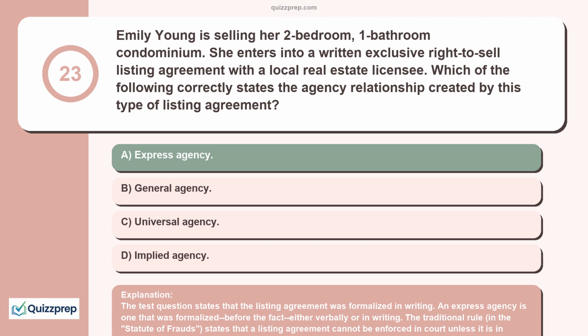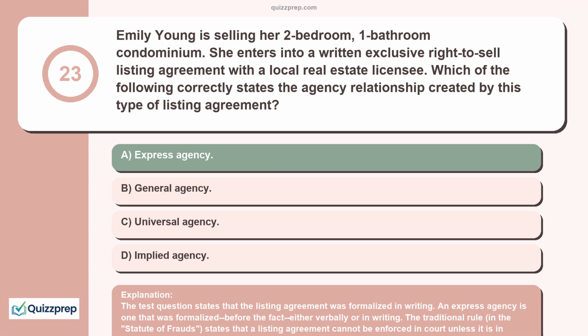C is incorrect. A universal agency gives the agent broad powers, including the authority to bind the principal. A power of attorney is an example of a document that might set up a universal agency. Test-taking tip: the agent created by a power of attorney document is called an attorney in fact. This person does not need to be an attorney.